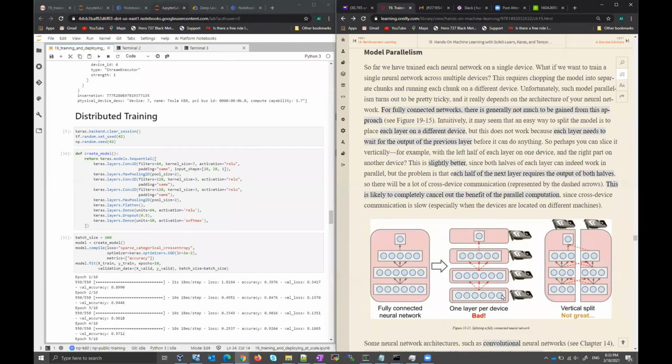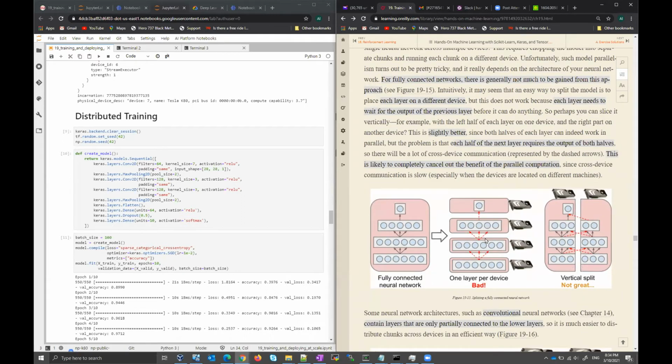But that would make the second layer wait for the first layer to be complete, and also because the wait and the transfer are going to be very slow, that's what you're saying. And this is the model, right? And then it can also be split vertically, right? Different cells of the model on different devices. It's a bit better, but not so good.